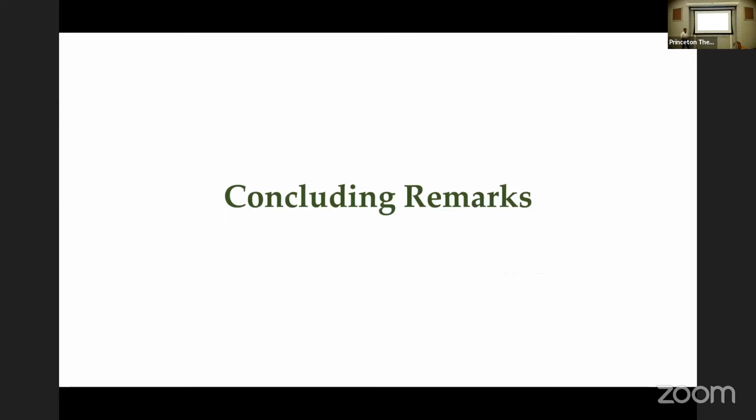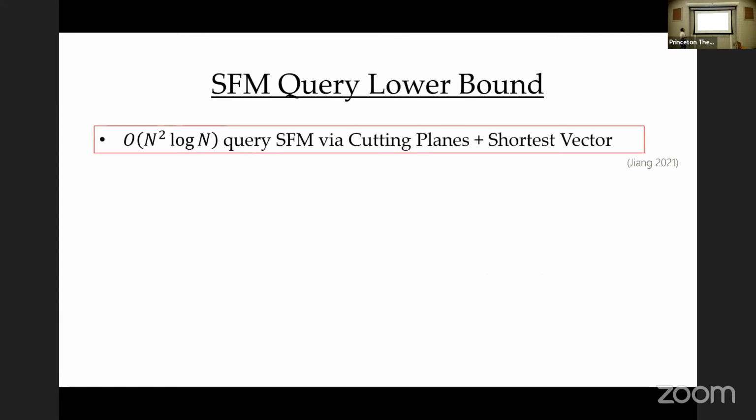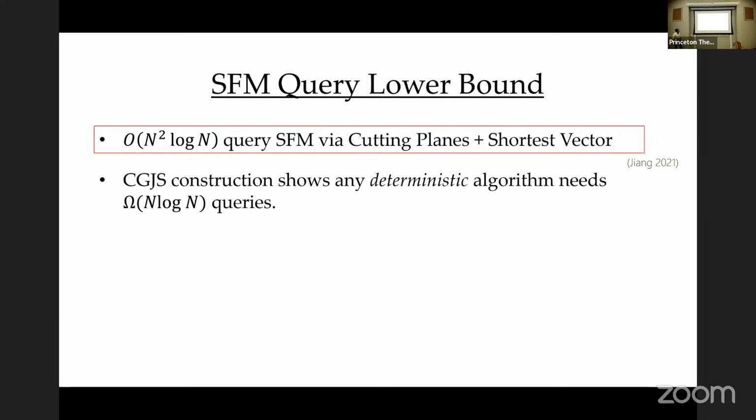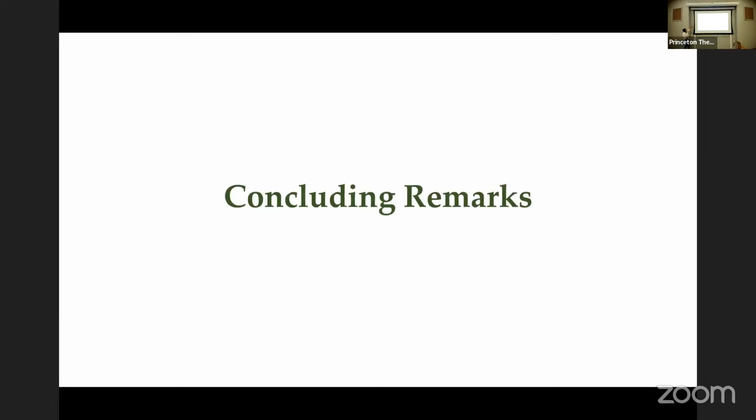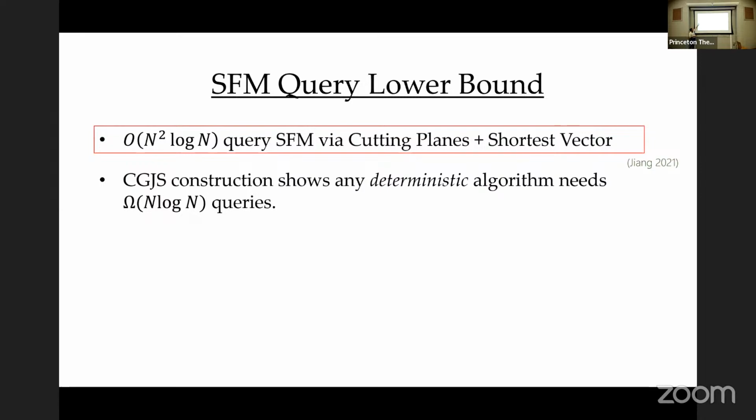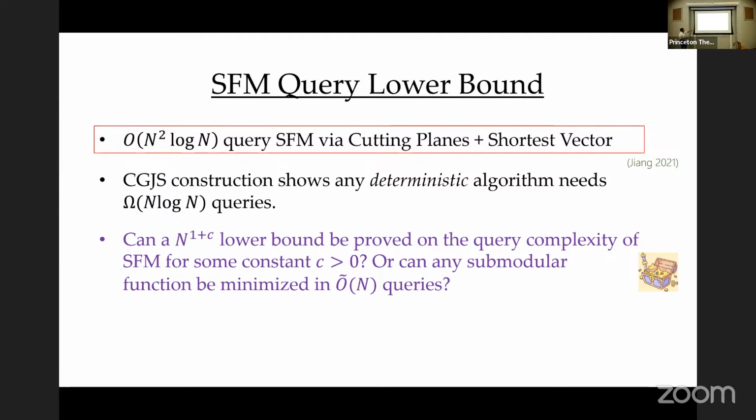Okay, so let me conclude, and we'll come to Chin's question in a bit. So this is the status. What we could also show, just using the construction, is that not only can we prove a lower bound on the depth, but if you look at a simple thing, and if I have time, I might even show you this, we can prove an n log n query lower bound, but only for deterministic algorithms. And a big open problem, of course, is can you prove anything superlinear? By superlinear, I mean an n to the 1 plus c lower bound on the query complexity for SFM for any c. Or can it be that any submodular function can be minimized in O tilde n time?